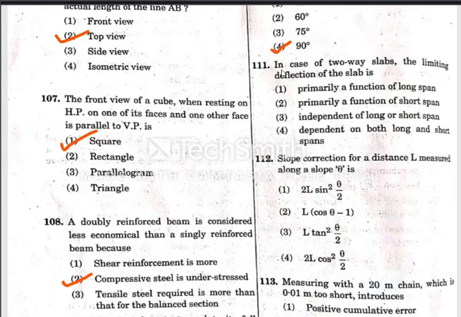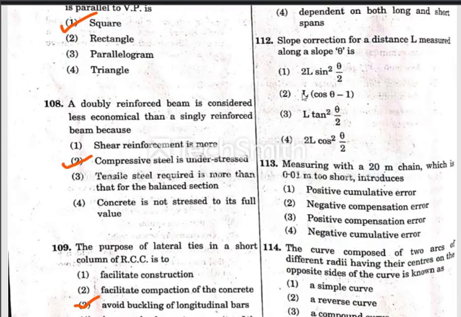And the next question, in case of two-way slab, the limiting deflection of the slab is. In these options, primarily a function of short span is the correct answer. Option 2 is the correct option for this question.